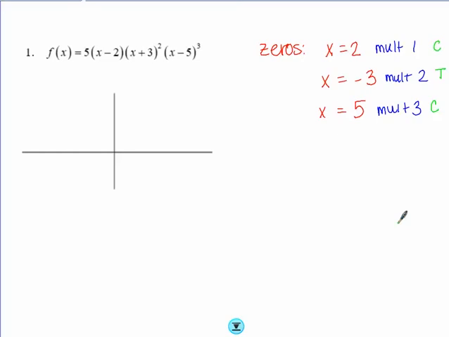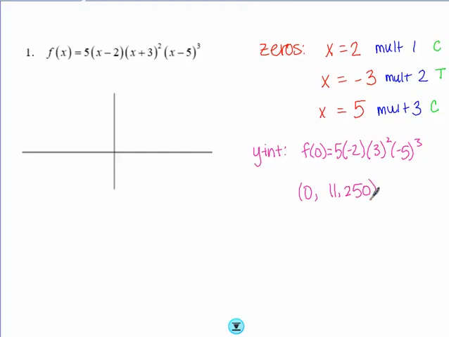A couple of other things that we can find. We can find the y-intercept. We can do this by plugging 0 in for x. So f of 0 is 5 times negative 2 times 3 squared times negative 5 cubed, which if you plug that in your calculator, you end up with 11,250 as our y-intercept.